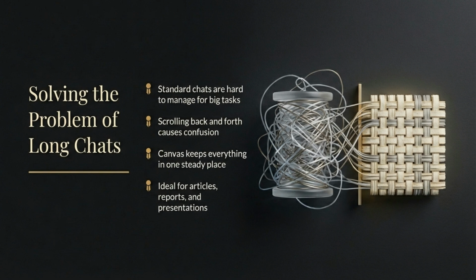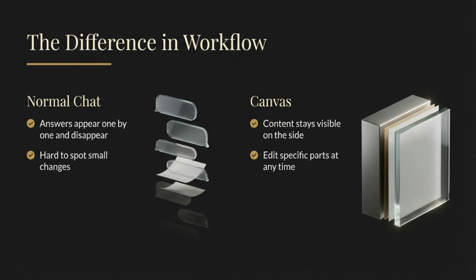Standard chats can be hard to manage for large tasks, with constant scrolling causing confusion. Canvas solves the problem of long chats by keeping everything in one steady place, making it ideal for articles, reports, and presentations. The difference in workflow is significant. In a normal chat, answers appear and disappear, making it hard to spot small changes. With Canvas, content stays visible on the side, allowing you to edit specific parts at any time.